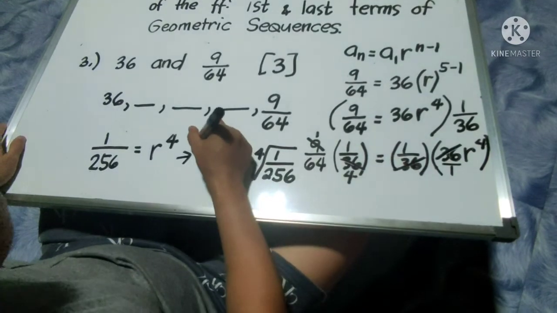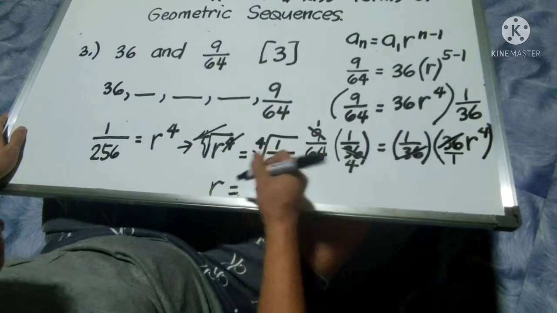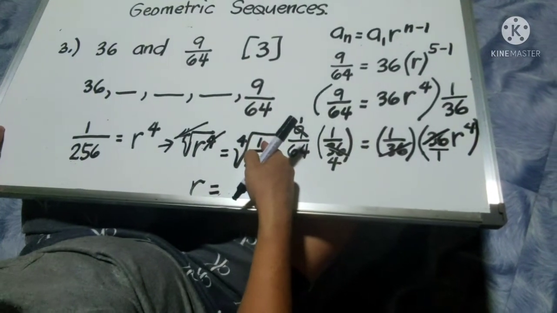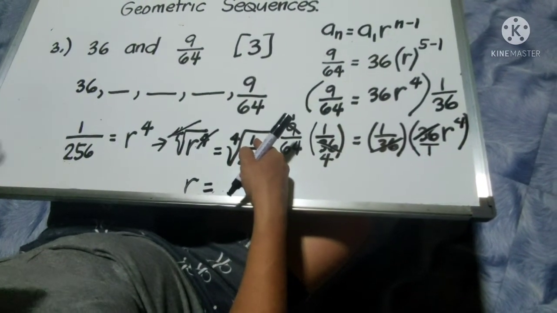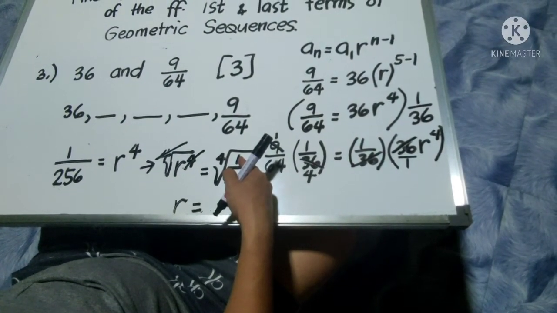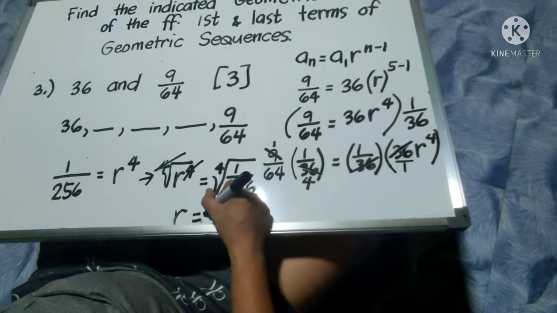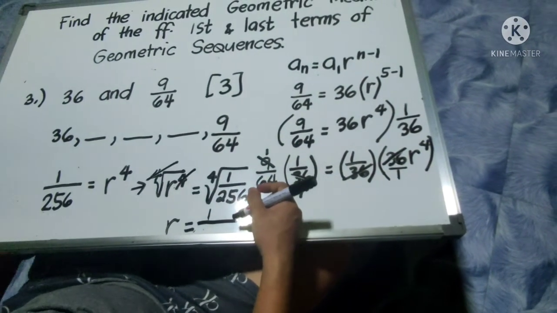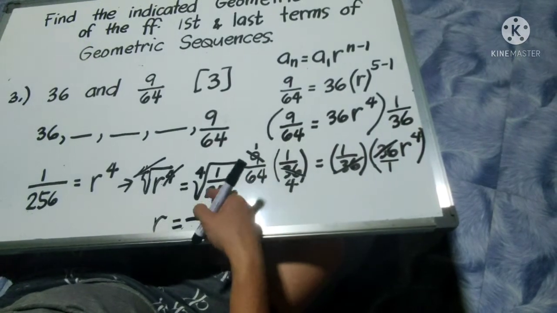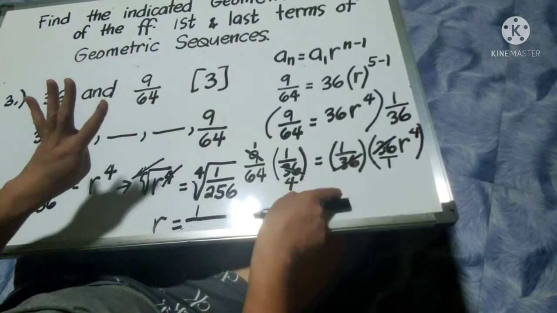Okay? Cancel. Cancel. R is equal to, what is the fourth root of 1? What is that number that when you multiply it by itself, it is always equal to 1? So, of course, the answer to that is 1. So, the fourth root of 1 is 1, of course. How about the fourth root of 256? So, let us try 4.